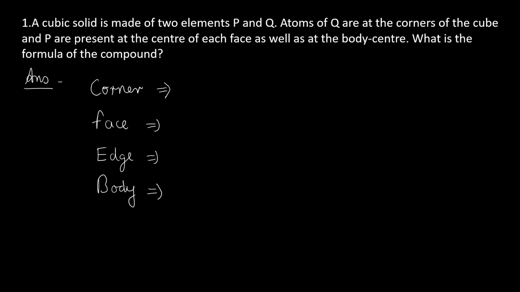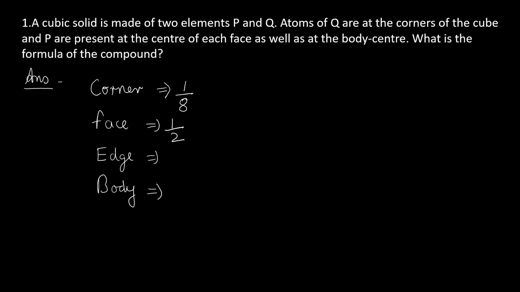Since each corner of a cube is in direct contact with 8 other cubes, 1/8 portion of an atom will be inside a single unit cell. Since one cube shares its one face with another unit cell, only one other unit cell, therefore only half portion will be contributed in one unit cell.